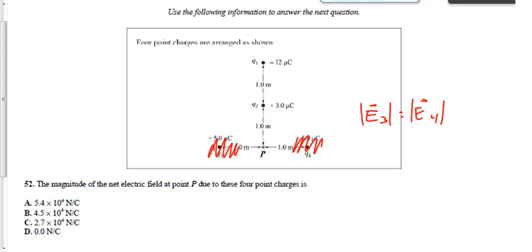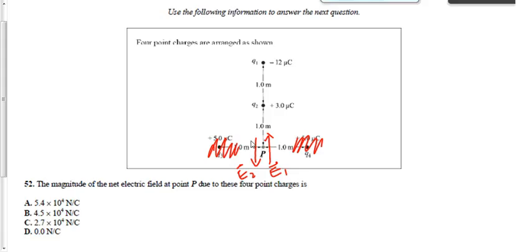Now let's look at E2. E2 is going to point this way, away from the positive charge, and E1 is going to point this way, toward the negative charge, charge 1. Now, I've got them drawn the same length, but should they be the same length? Should they be, Hugh? Yeah, why do you say that? Yep. In the end, those electric fields are the same.